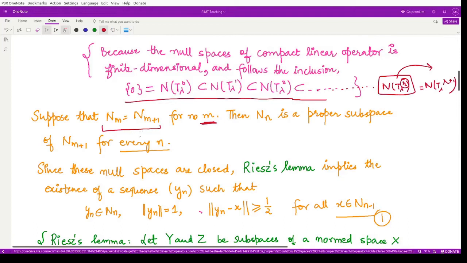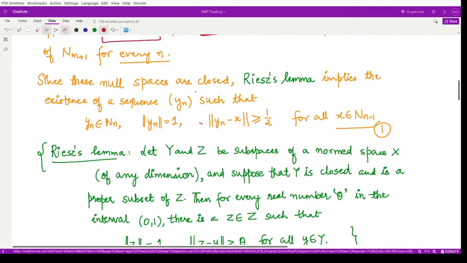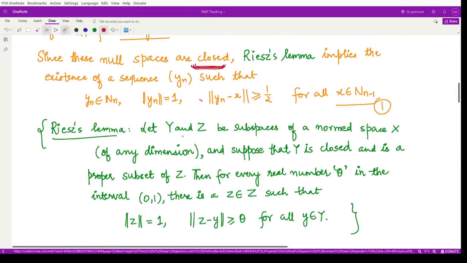And moreover, we know from the previous results that the null spaces are closed, because the null spaces of a compact linear operator are closed. So we can apply Riesz's lemma here. According to Riesz's lemma, if you remember, if we have subspaces Y and Z of a normed space X, and if one subspace Y is closed and moreover it is a proper subset of the other subspace, then there would exist some real number theta in the interval 0 to 1 such that we take z from the bigger subspace, whose norm is equal to 1, and the distance of this particular z from any member of Y is greater than that theta which we choose from the interval 0 to 1.